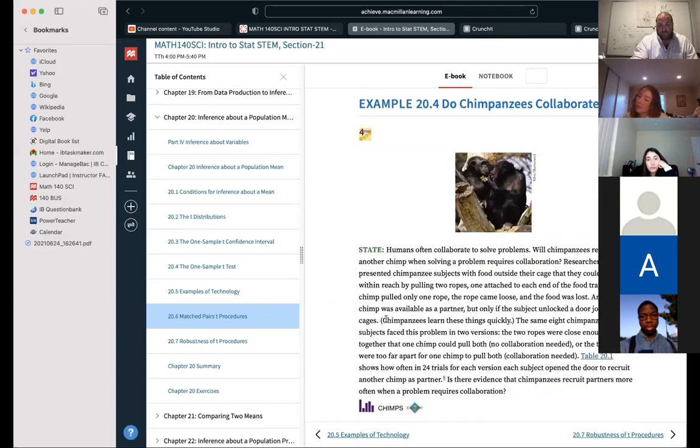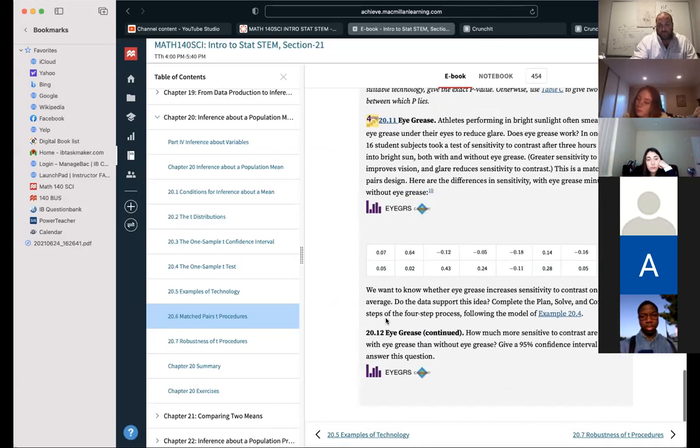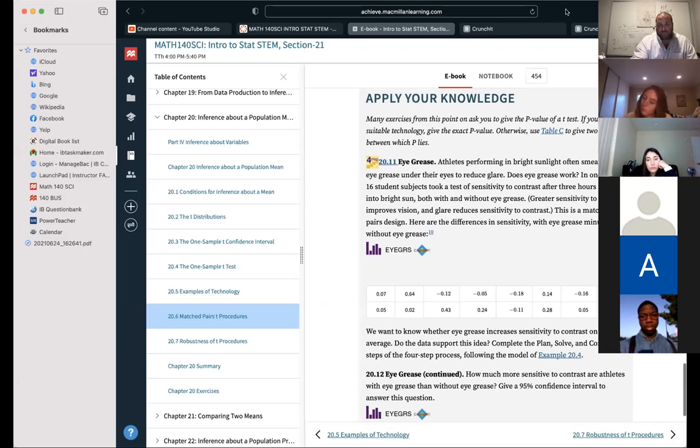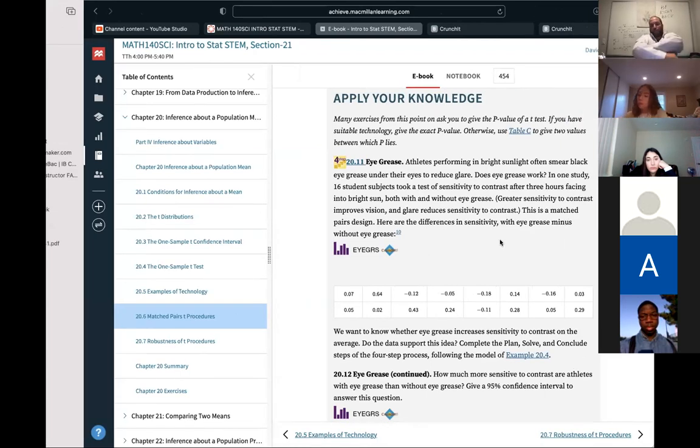Okay, so I want to do one. Apply your knowledge. Okay, 20.11, eye grease. Gross. Athletes performing in bright sunlight often smear black eye grease under their eyes to reduce glare. Does eye grease work? In one study, 16 student subjects took a test of sensitivity to contrast after 3 hours facing into bright sun, both with and without eye grease. So the same 16 people did it with and without. We're pairing up the data.